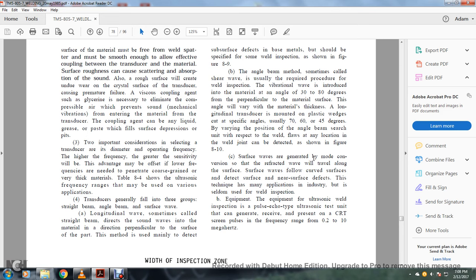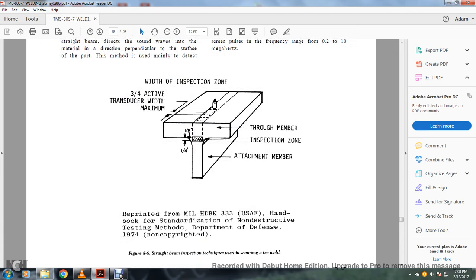C, the surface waves are generated with mode conversion, so the refracted wave will travel along the surface. The surface waves follow the curve of the structure surface and detect surface and near-surface defects. This technique has many applications in industry, but is seldom used with weld inspection. Equipment for ultrasonic weld inspection is a pulse echo type ultrasonic tester that can present the signal on a CRT screen, with a frequency range of 0.2 to 10 megahertz.